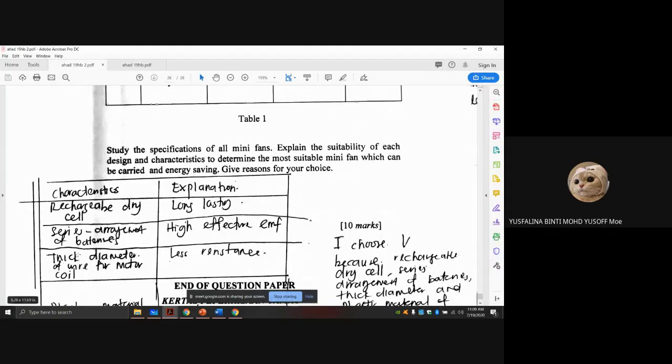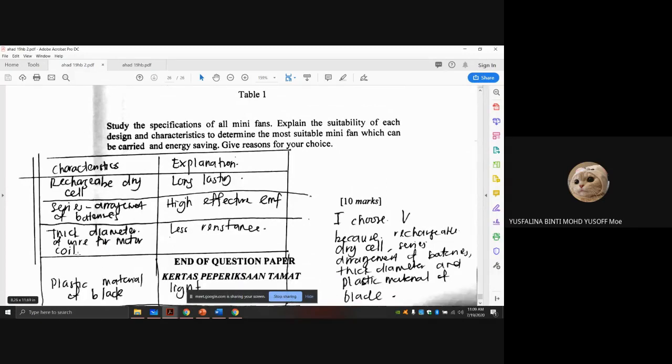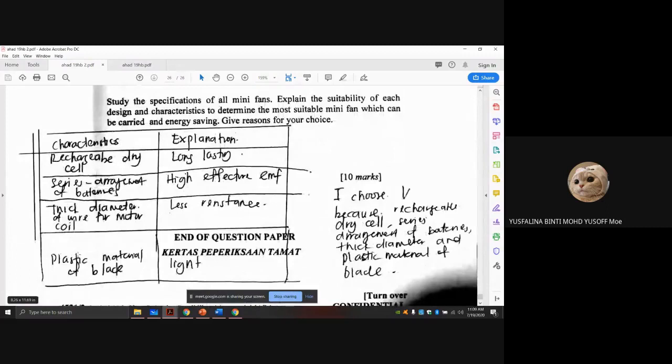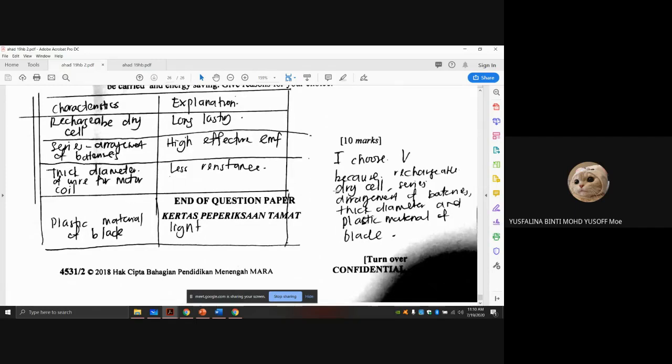And then of course this one should be thick diameter of wire because less resistance. And then plastic material of blade, because it's light. So the reason, don't forget to choose. I choose V because it's a rechargeable dry cell. Copy back all the characteristics here. So this one you get 10 marks. So finish, discuss paper 2.